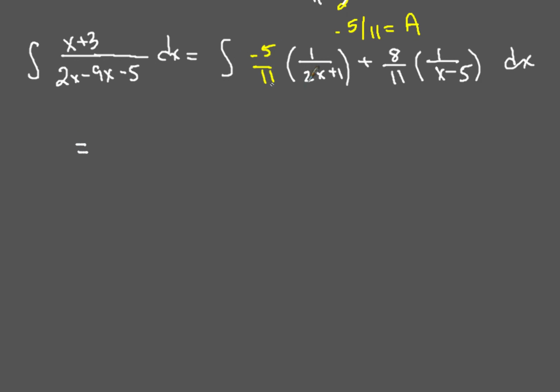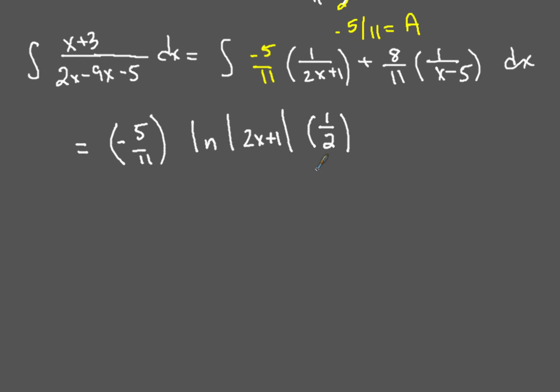negative 5 over 11, 1 over 2x plus 1, so we're going to have negative 5 over 11. We're going to keep that constant just like that. But then when we integrate the 1 over 2x plus 1, we're going to have the natural log of the absolute value of 2x plus 1. Then of course, because we've got to apply the chain rule, the derivative of what's inside, the 2x plus 1, is just 2. But since we're integrating, we have to remember to do the opposite operation of multiplying by 2. We've got to multiply by 1/2.